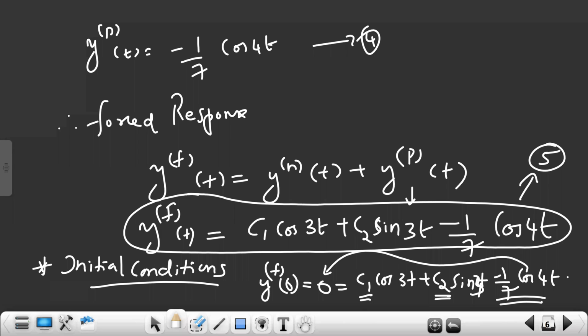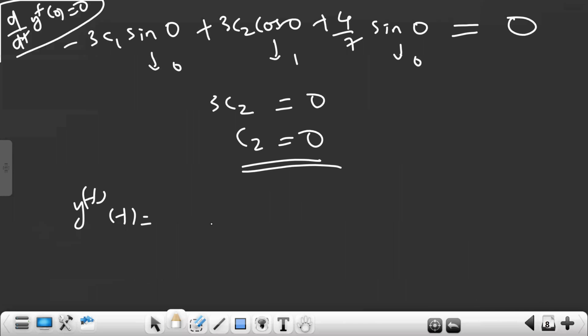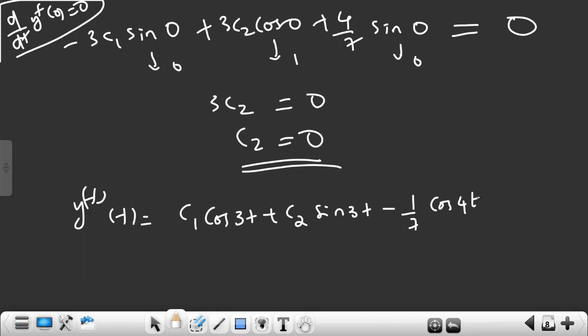Substitute in the main equation, that is your force response. y f of t is equation number 5, that is c1 cos 3t plus c2 sin 3t minus 1 by 7 cos 4t. This was the equation that you got in the force response.